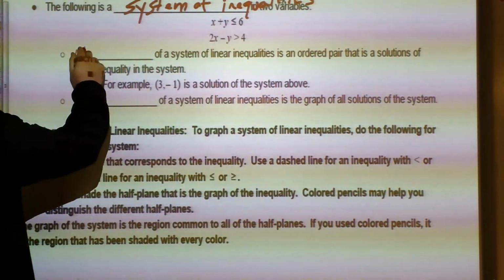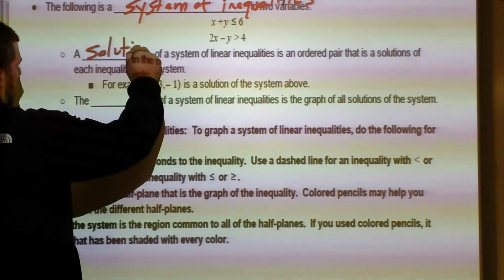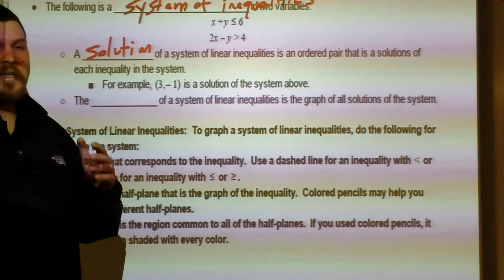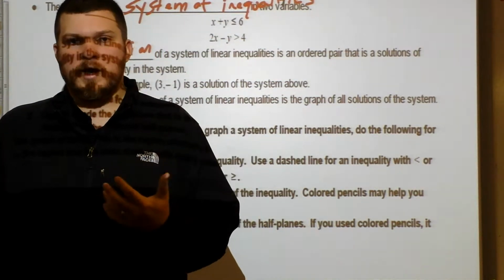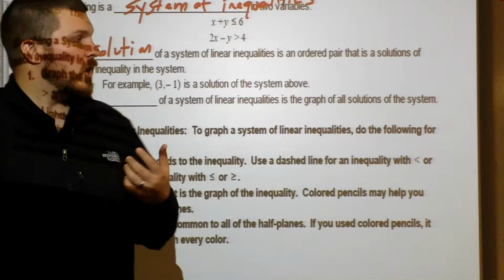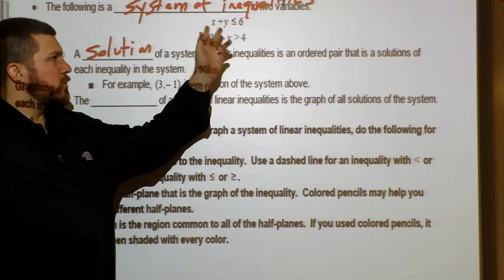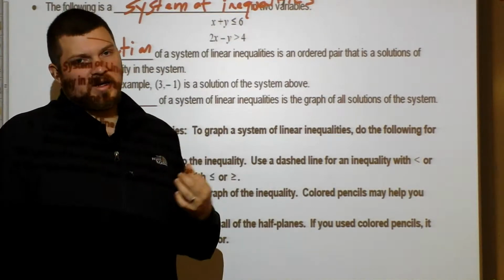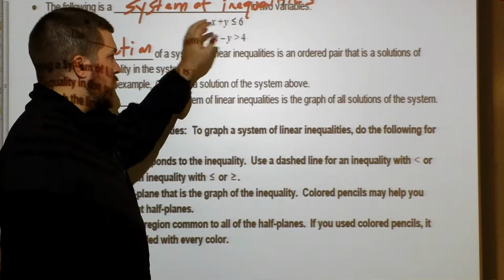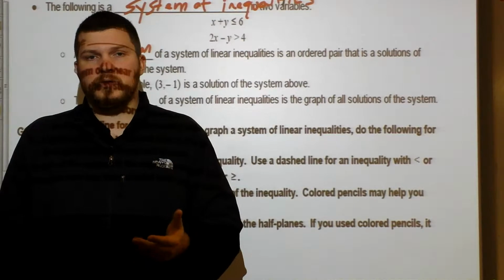The solution to a system of linear inequalities is an ordered pair that makes all the inequalities in your system come out to be true statements, okay? So, typically, like for this one, you have two inequalities and two variables, x and y. What we would be looking for are all the x's and all the y's that make both inequalities come out to be a true statement.